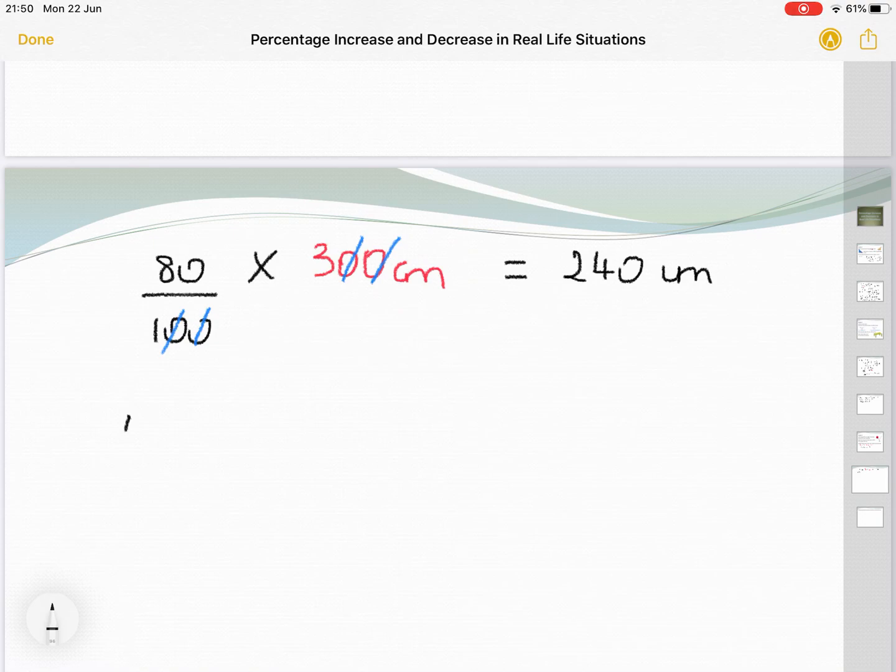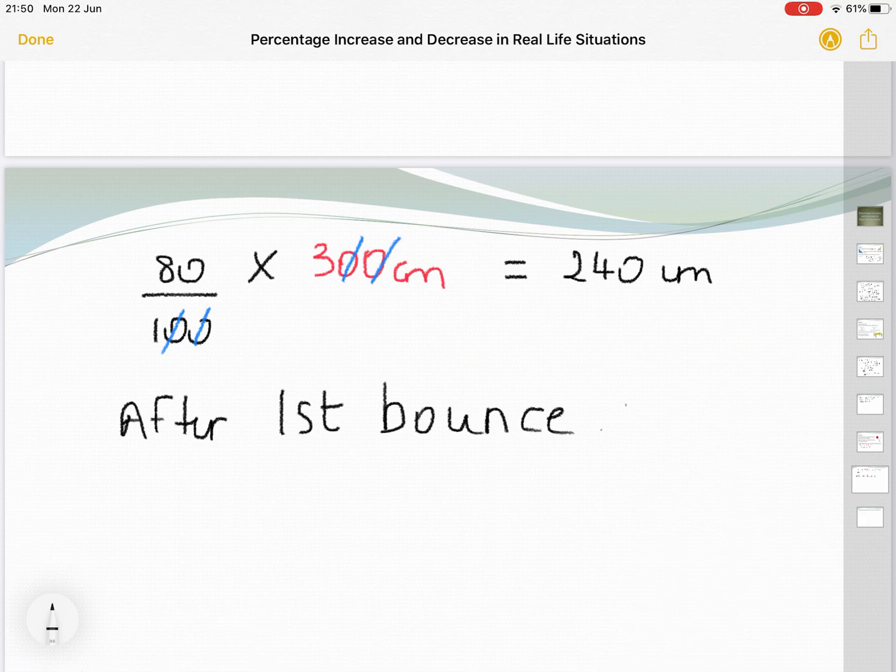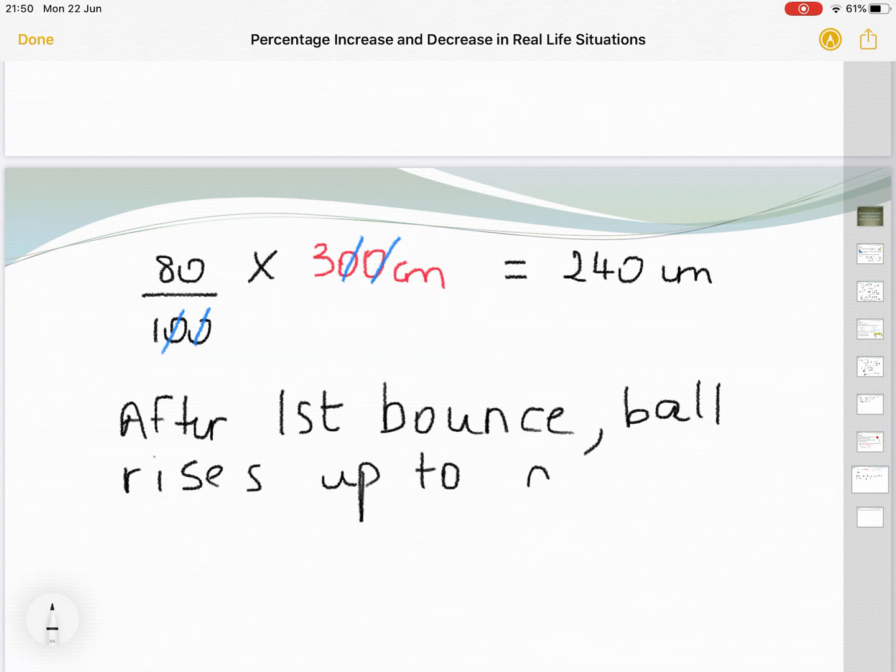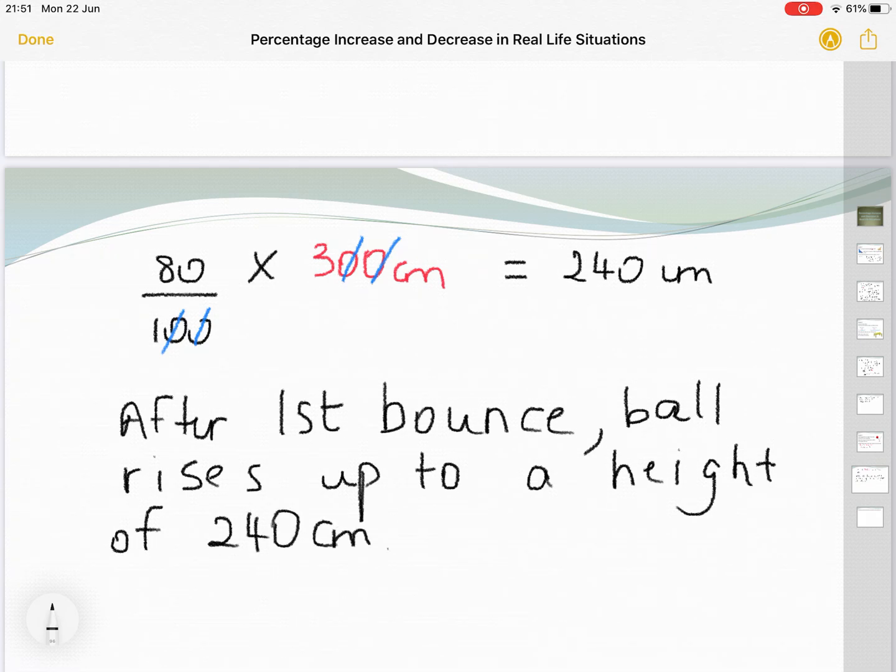We can write it down. After first bounce, the ball rises up to a height of 240 centimeters. Okay.